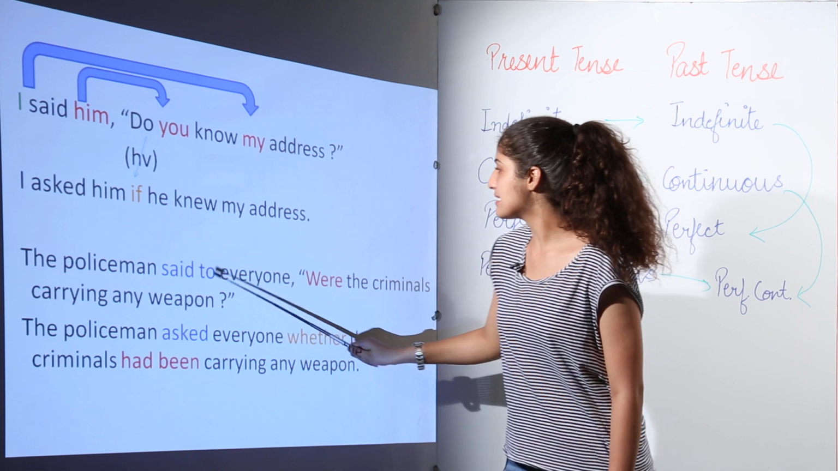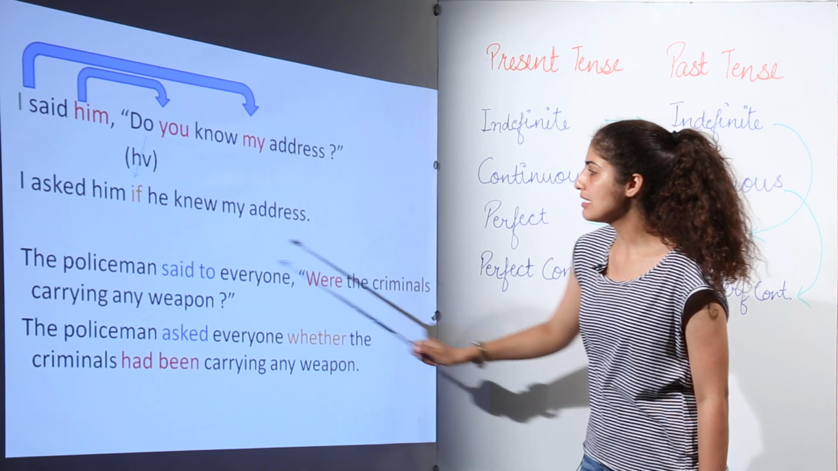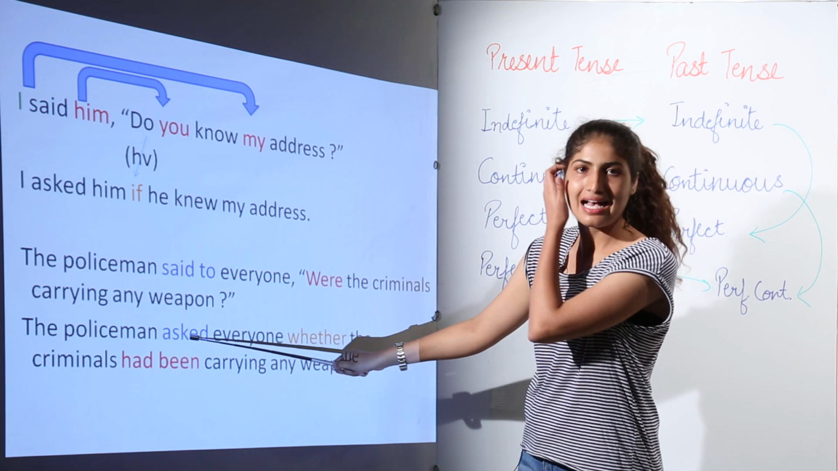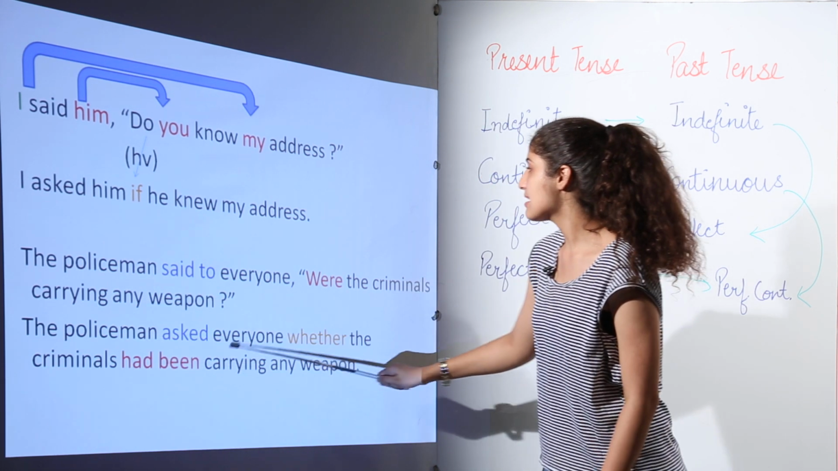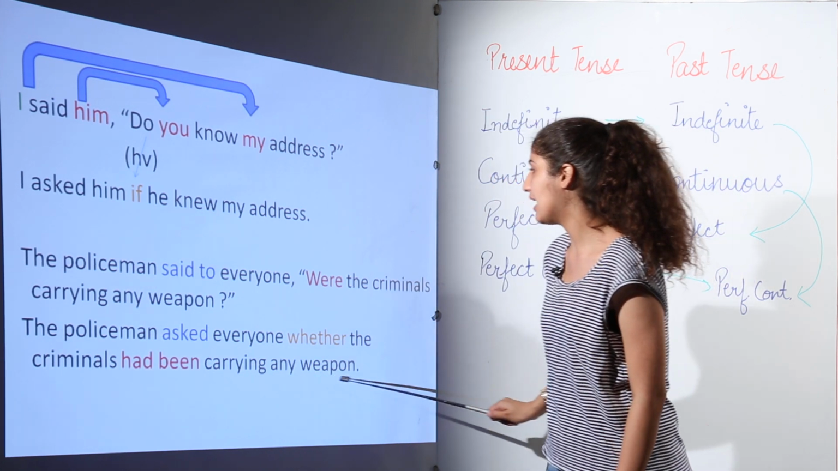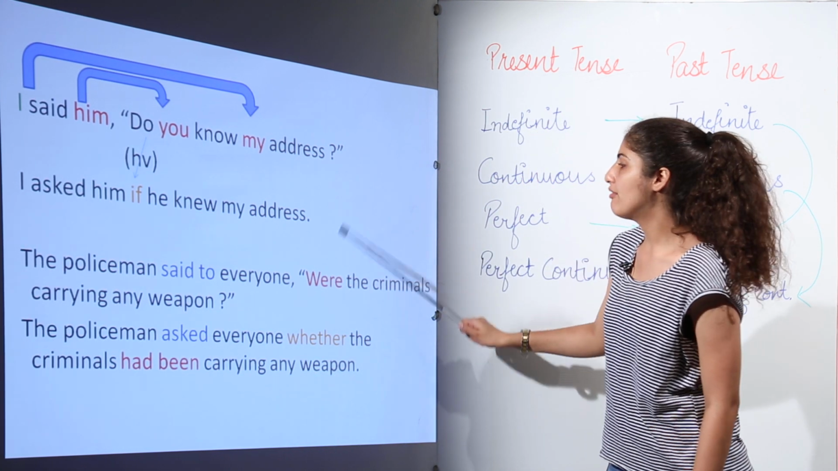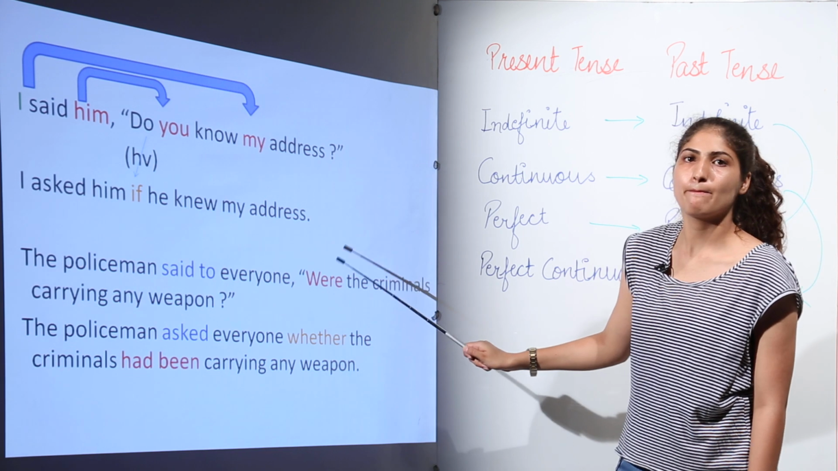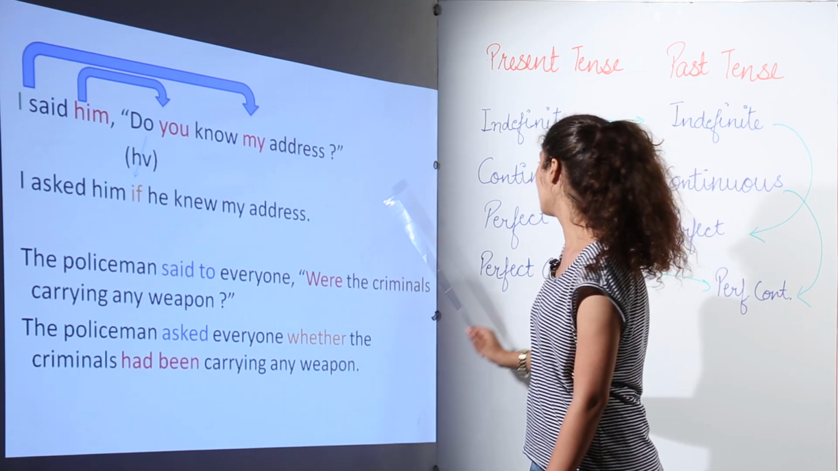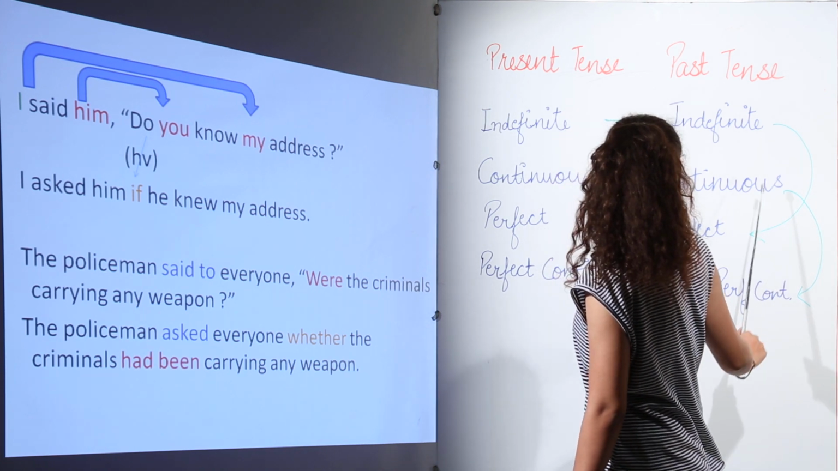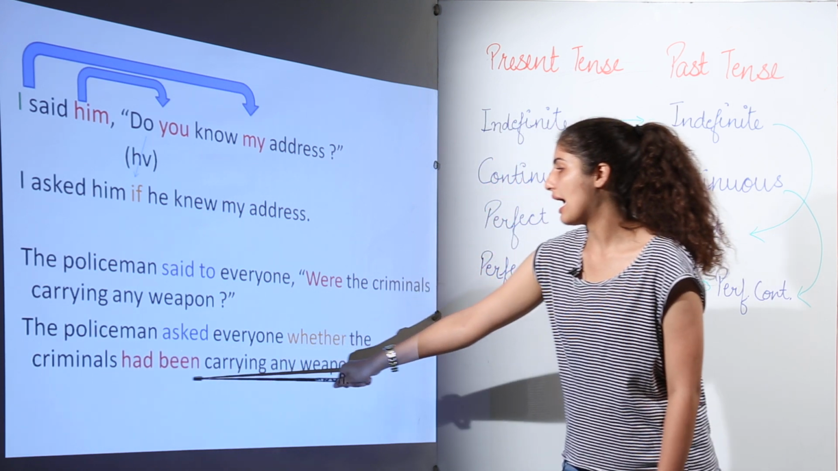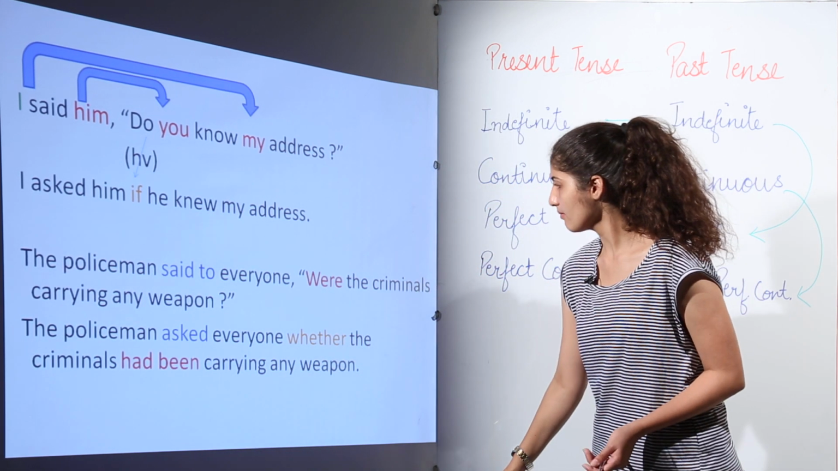Next is: The policeman said to everyone, "Were the criminals carrying any weapon?" Now see, they were basically asking. So the policeman asked everyone whether the criminals had been carrying any weapon. This word were, it represents that it is the past continuous tense, and since past continuous will be changed into past perfect continuous, therefore we'll use the had been word here.